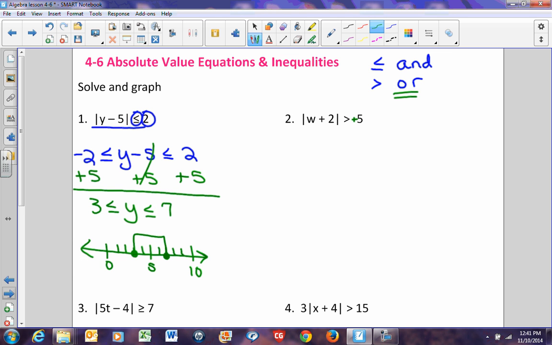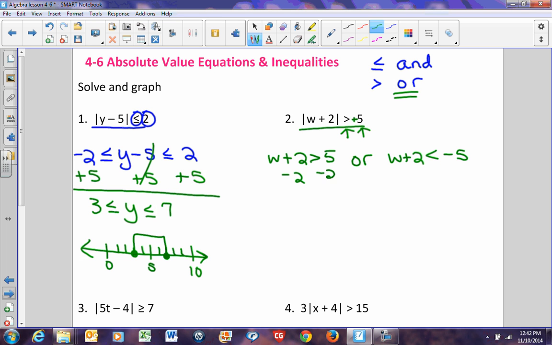Still sets up the same way, exactly as you see it. W plus 2 is greater than 5. Or, see it again, W plus 2, switch this sign to its opposite, switch this to its opposite. So W plus 2 is less than negative 5. It's a greater, okay? Greater means greater. If you pronounce it incorrectly, you'll remember it's an or statement. So now we set up the or statement, and we can solve it.